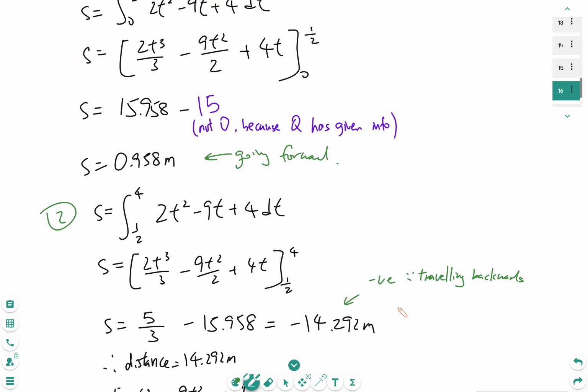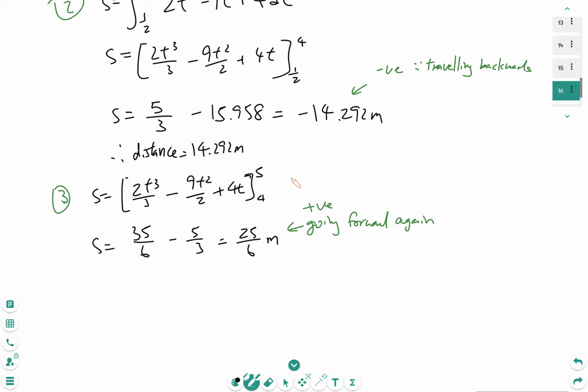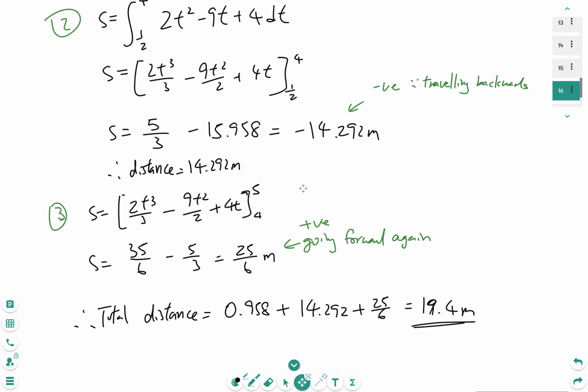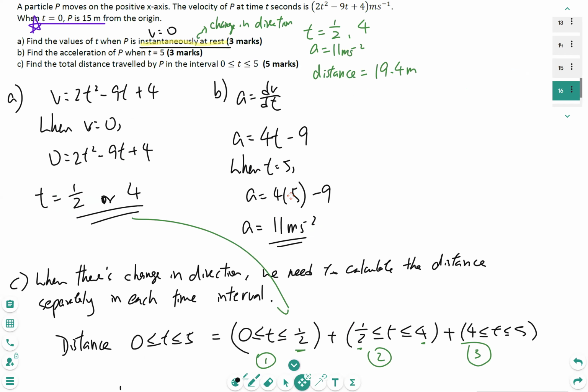Right, so what's the overall distance then? The total distance equals 0.958 plus 14.292 plus 25 over 6, which gives you 19.4 meters. Now, if you do from 0 all the way to 5, you won't get this answer. So this question is slightly trickier at the end.